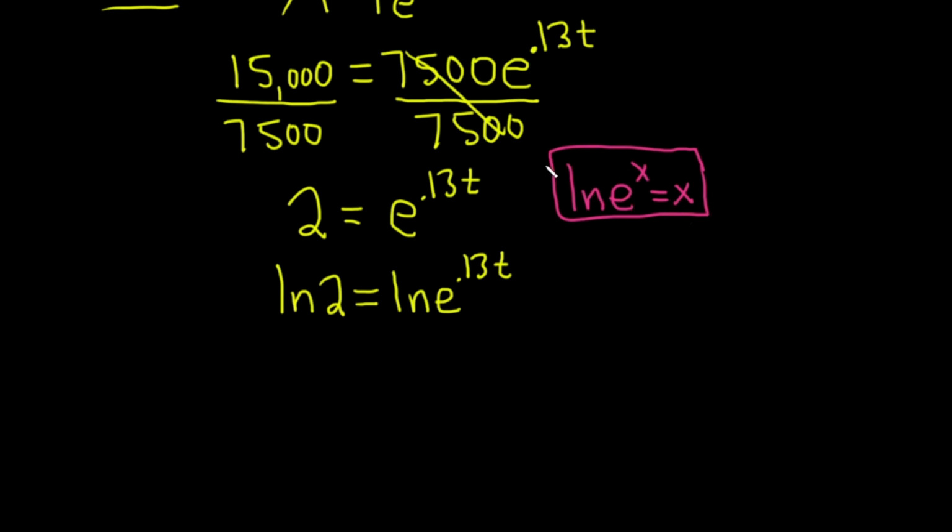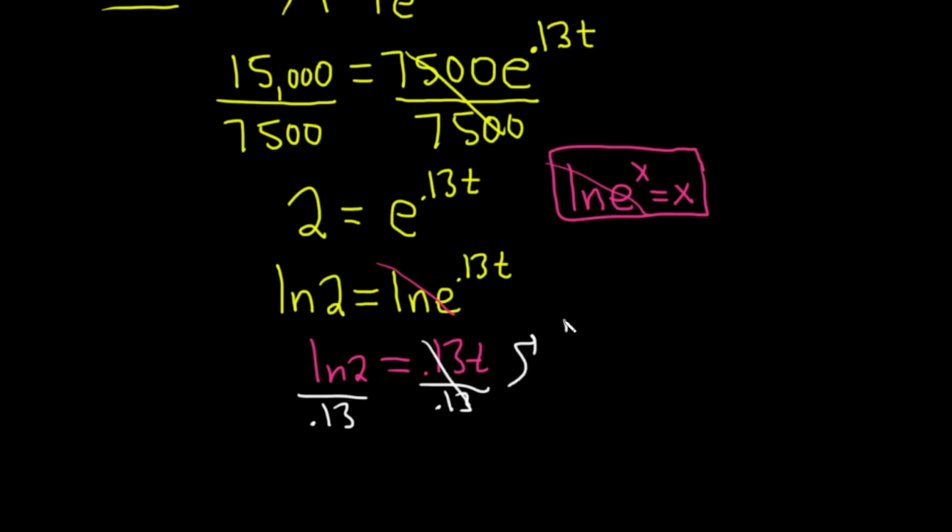So this basically cancels. This goes away, so we get ln 2 equals 0.13t. Okay, and then to finish solving for t, we simply have to divide by 0.13, divide by 0.13.